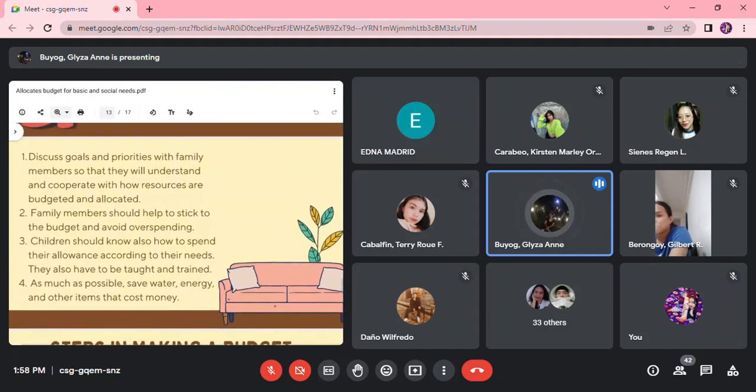So, first you need to do is discuss goals and priorities with family members so that they will understand and cooperate with how resources are budgeted and allocated. Second is, family members should help to stick to the budget and avoid overspending. Third is, children should know also how to spend their allowance according to their needs. They also have to be taught and trained. Fourth is, as much as possible, save water, energy, and other items that cost money.